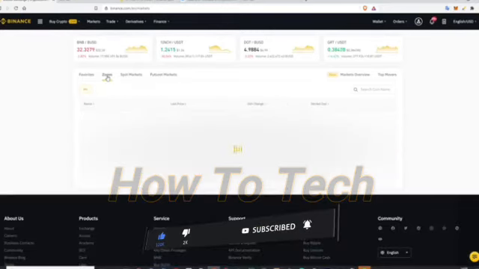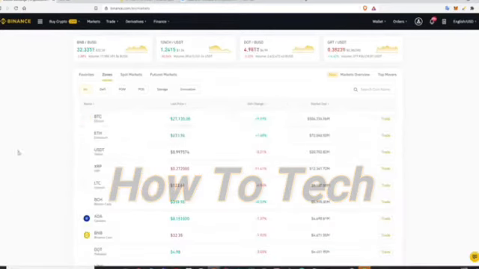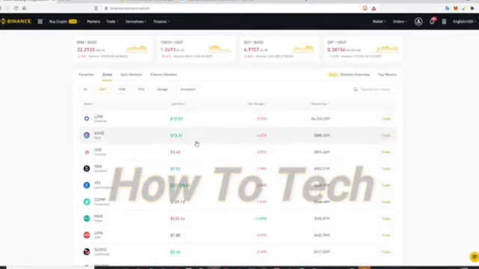So now you also have zones, right? Bitcoin, Ethereum, USDT, and you can say DeFi. Zones simply means the category of the coin. So for example, in DeFi we have all these coins.